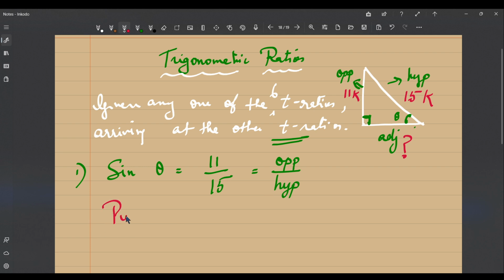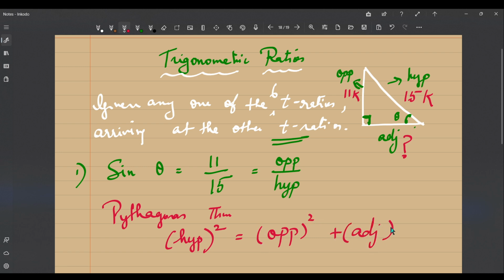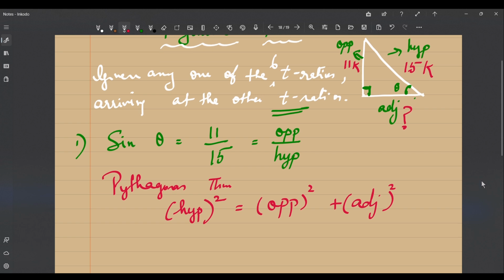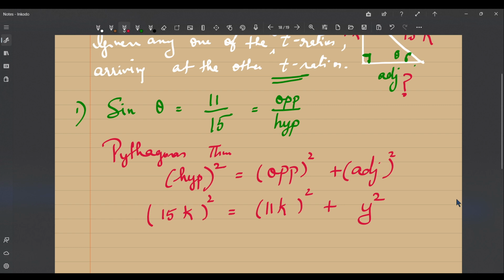So, let us apply the Pythagoras theorem. Being a right angle triangle, according to the Pythagoras theorem, in any right triangle, the square of the hypotenuse is equal to the sum of the squares of the other two sides. So, in this case, 15k the whole squared is equal to 11k the whole squared plus, let us take this side to be y, y squared. So, we can now easily find what y is.